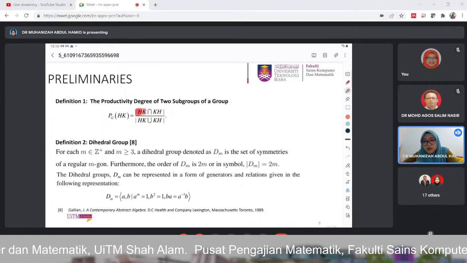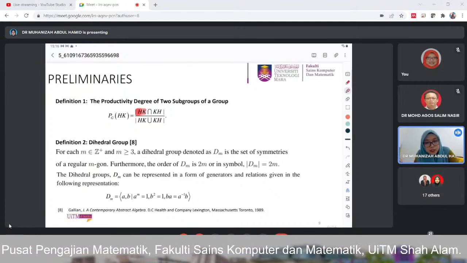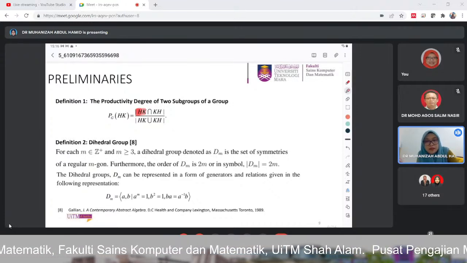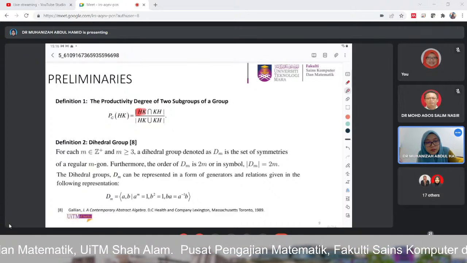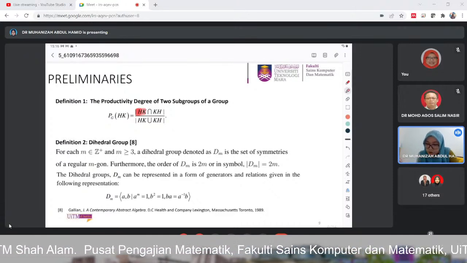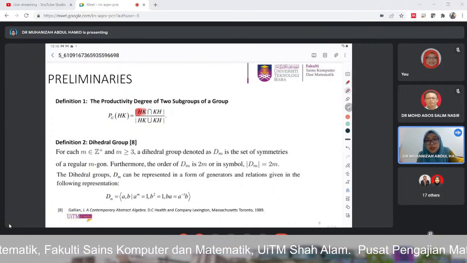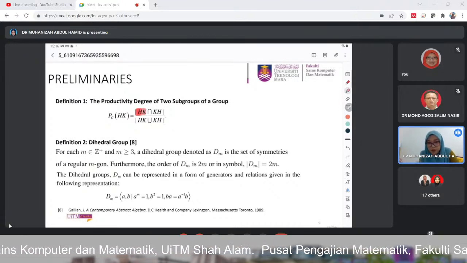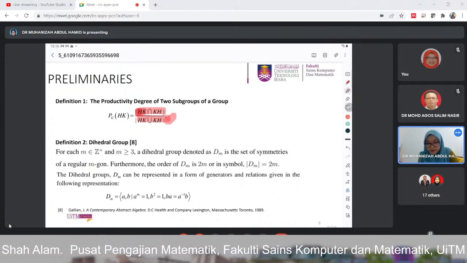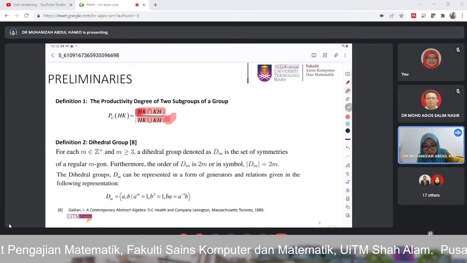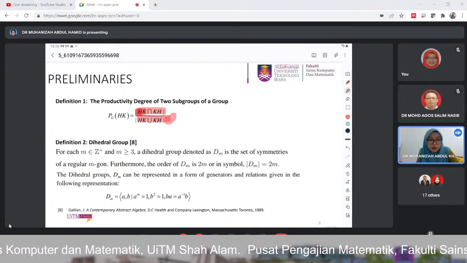So we consider two subgroups of a group. And this productivity degree is defined as a ratio of the order of the intersection between H and K with the order of their union. So this is the definition of the productivity degree of two subgroups of a group.